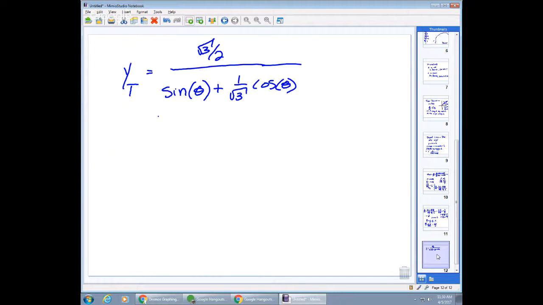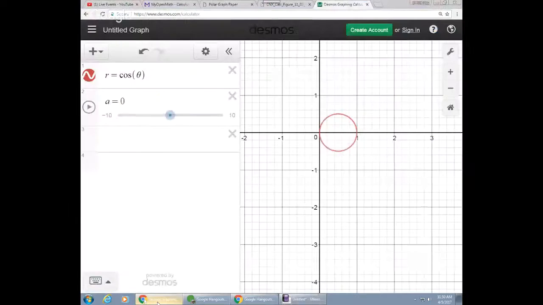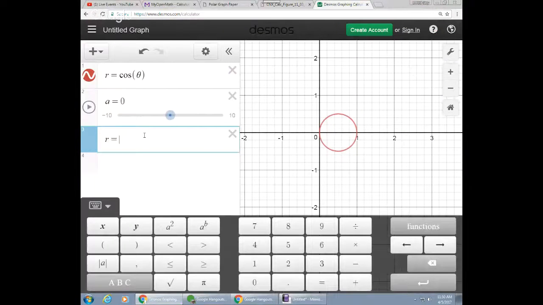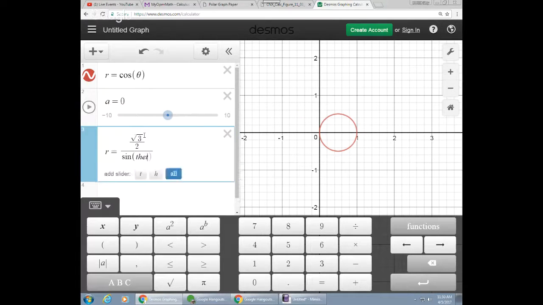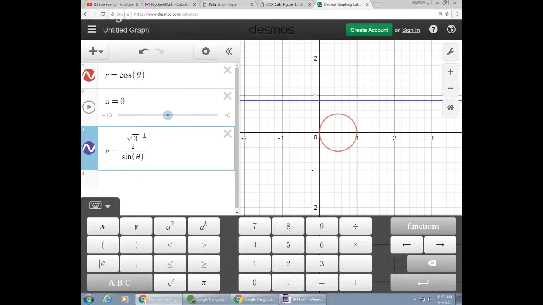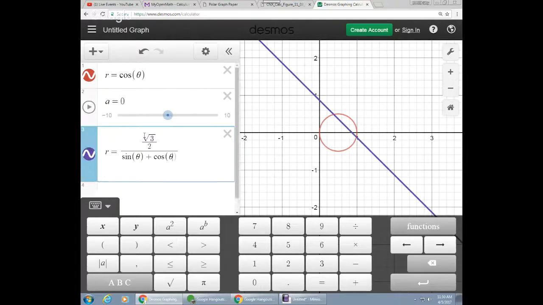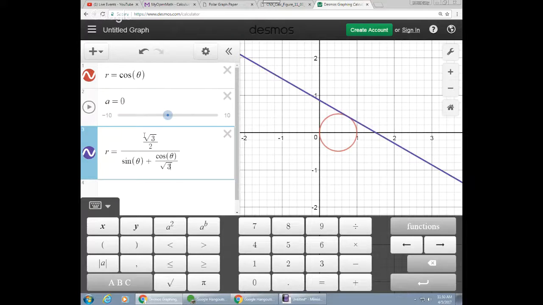All right, wish me luck. Whew. All right, so r equals square root of 3 over 2 divided by sine of theta. Notice just dividing by the sine of theta gives us a horizontal line, plus the cosine of theta. Now that's a line, but the wrong slope, divided by the square root of 3. Bang, we nailed it. Oof, man.